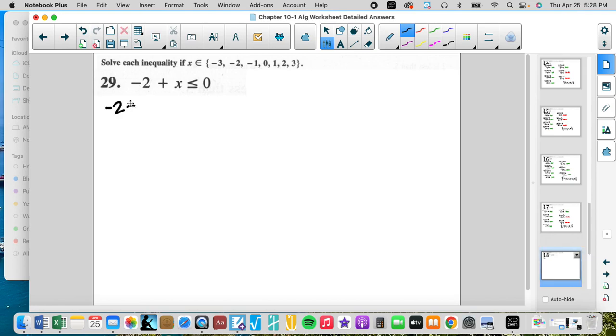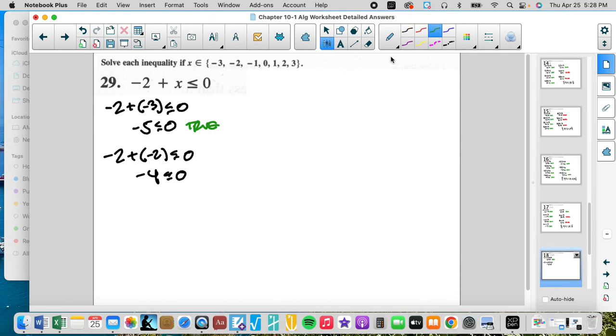Negative 2 plus negative 3 less than or equal to 0 is negative 5 less than or equal to 0. That would be true. Is negative 2 plus negative 2 less than or equal to 0? Is negative 4 less than or equal to 0? That is true.